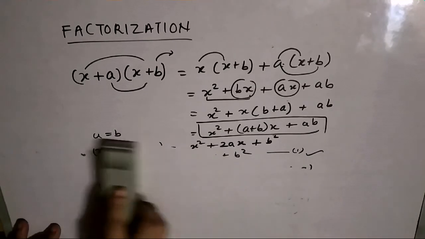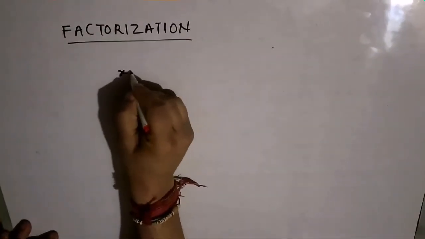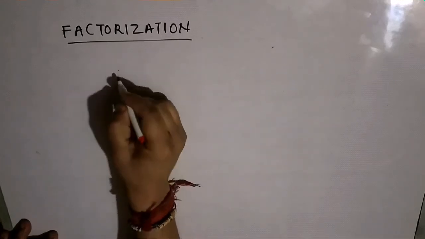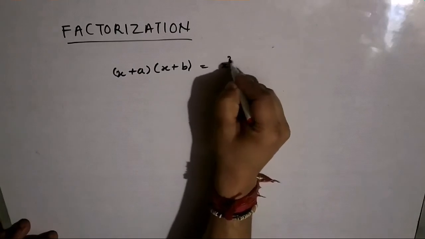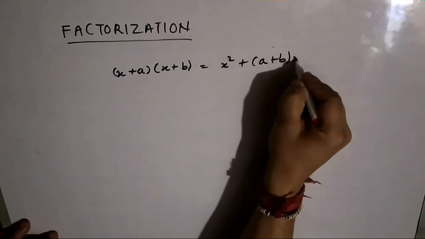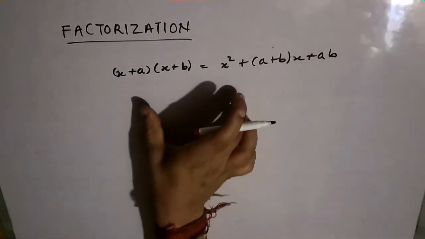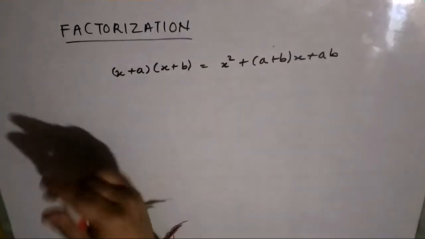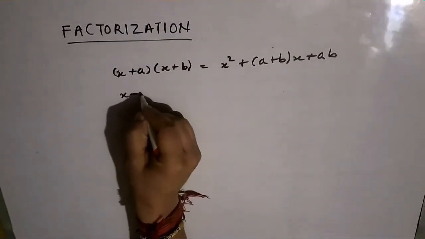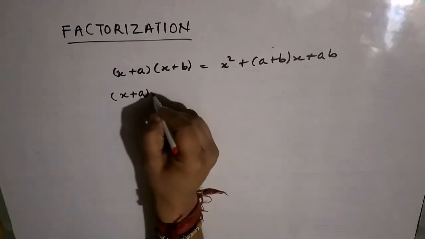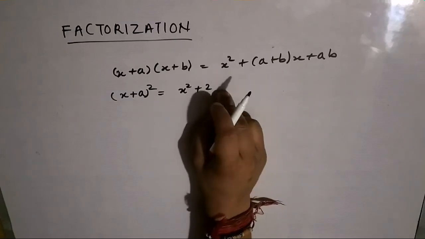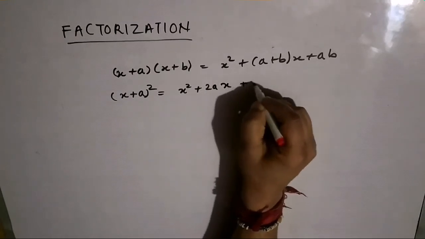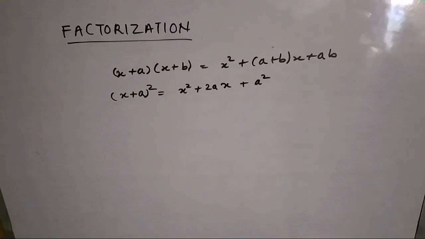So what you can write here is that x plus a into x plus b can be written as x square plus a plus b into x plus a into b. Okay, so the same formula can be written in many ways. One way is x plus a and x plus a, that would be x square plus twice ax plus a square. That is one way of writing it.